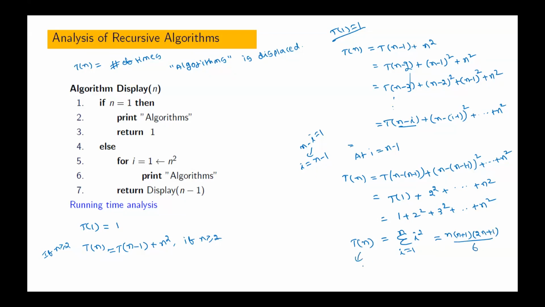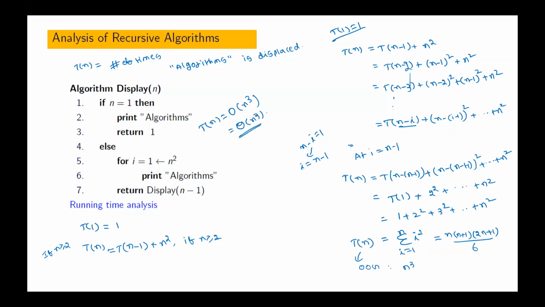Now directly tell me the order of growth. What is its order of growth? N cube. Once you know the order of growth, then we can say that T of n is big O of n cube, or theta of n cube is also correct. Is that okay? Procedure is like this.